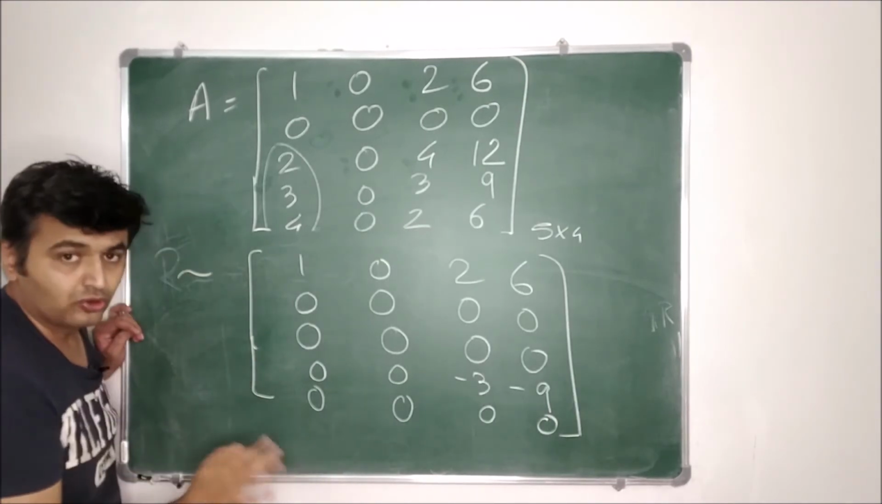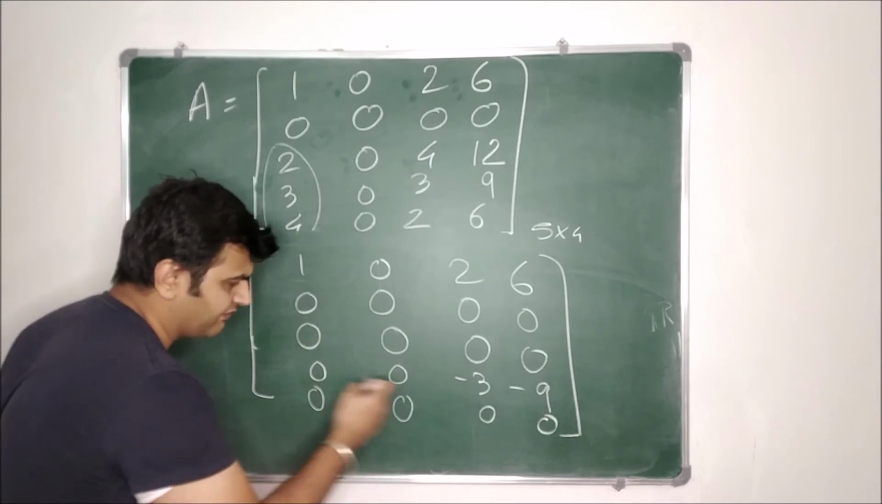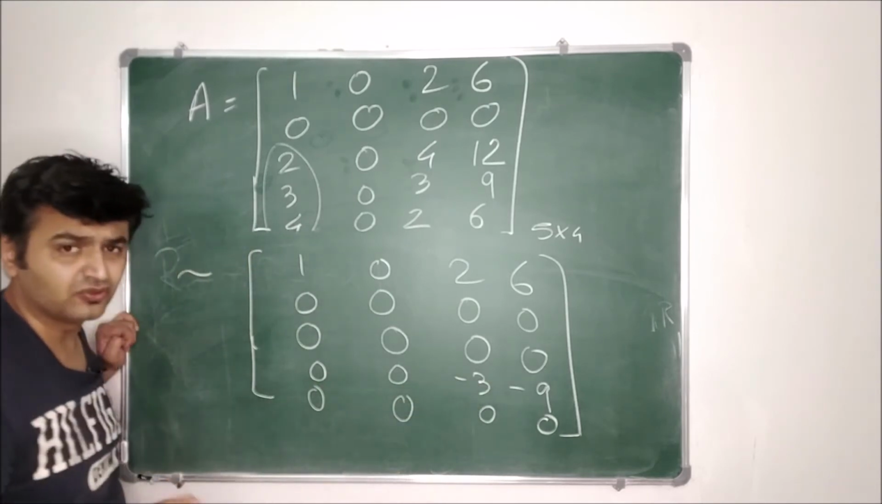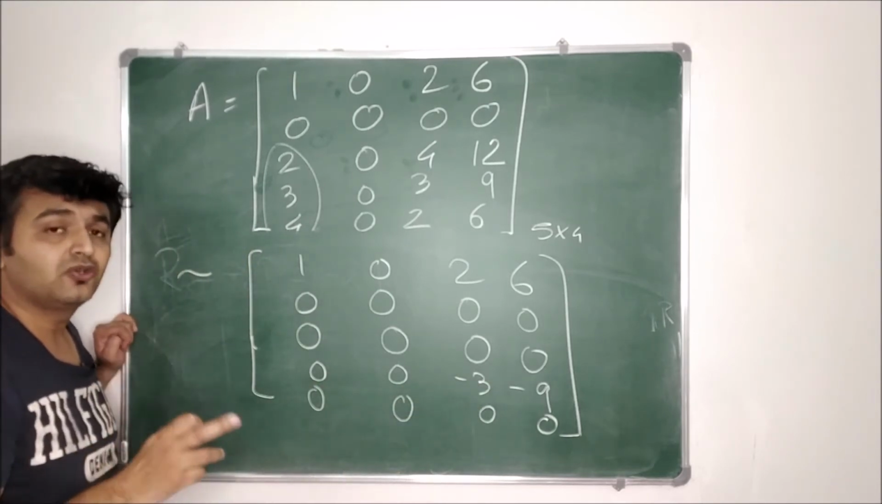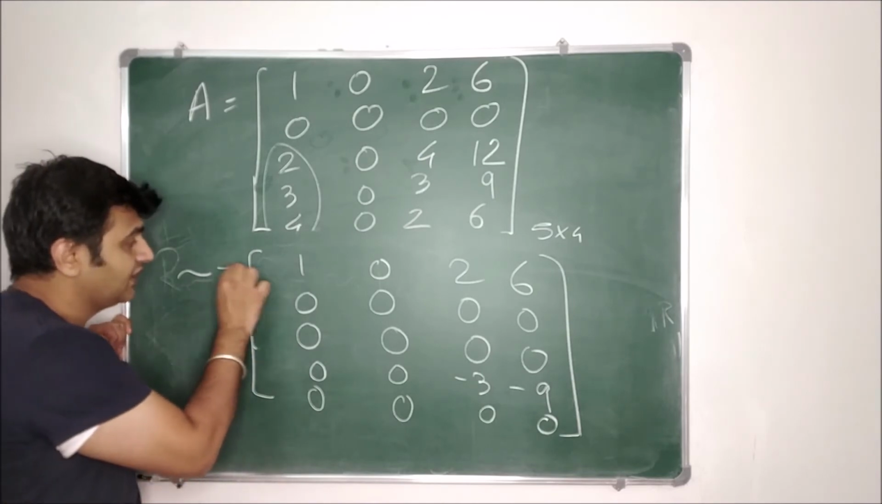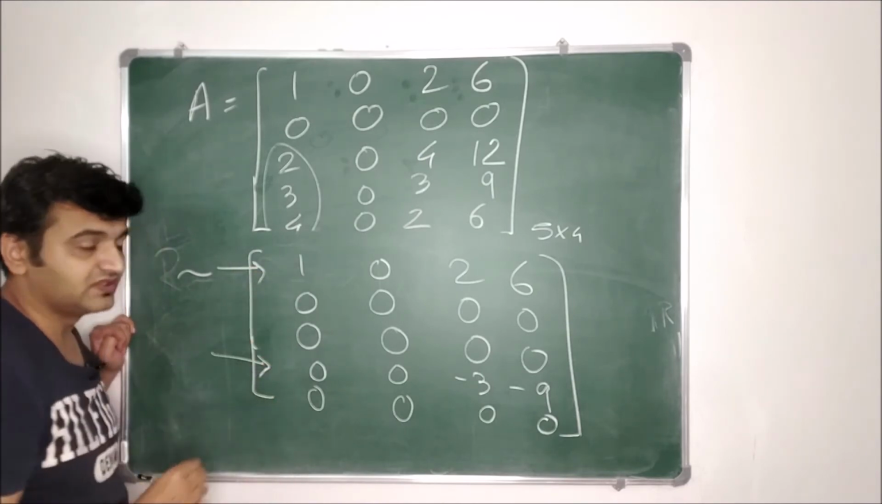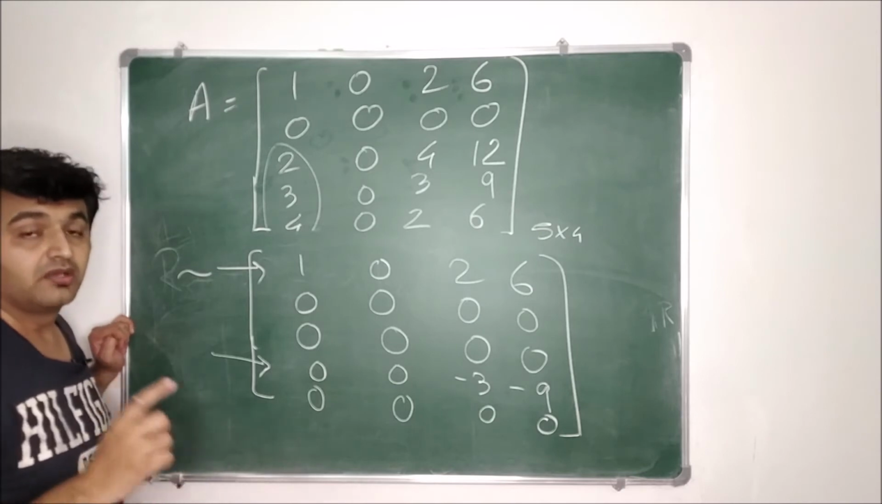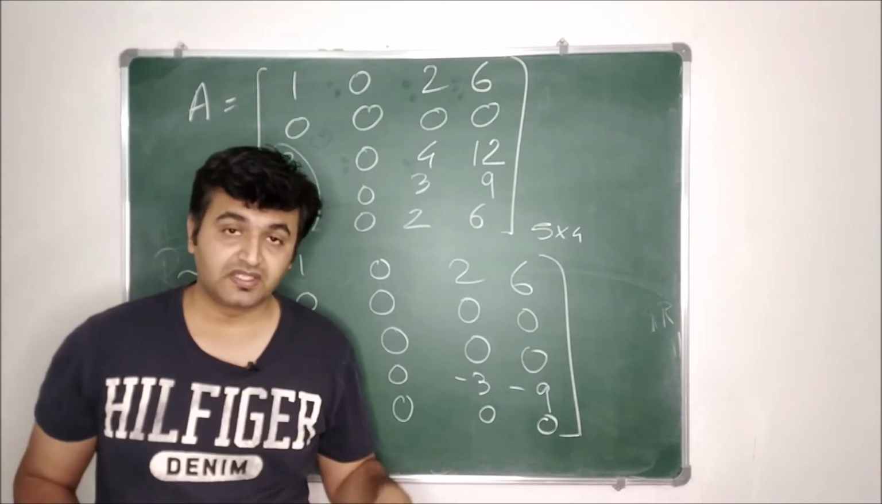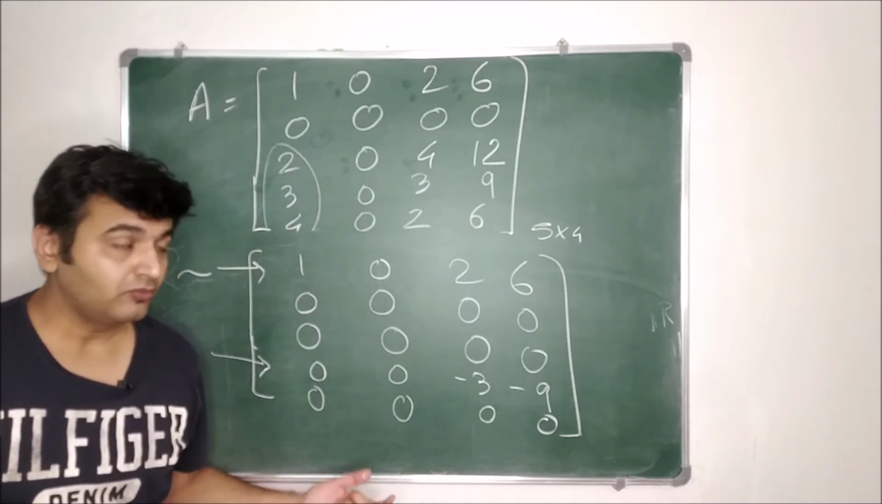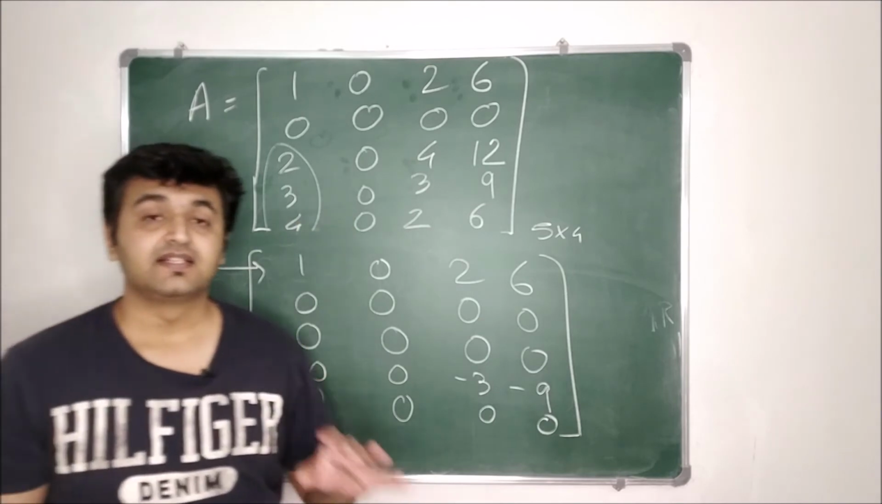Now you further can't do the row operations. If you want, you can make this one by dividing this row by minus 3, but it's okay. Now you see how many non-zero rows are here. As you can see, the first row and the fourth row are non-zero. So therefore, the number of non-zero rows after getting the equivalent form for this matrix is the rank.